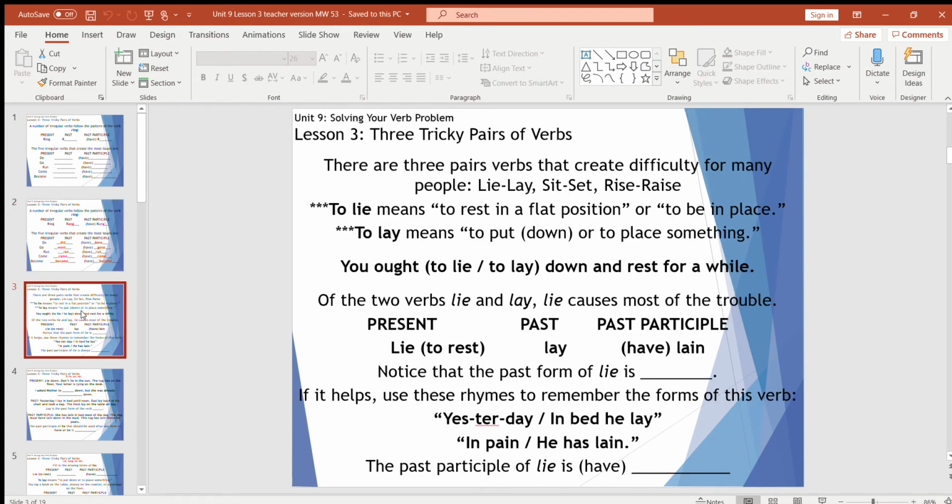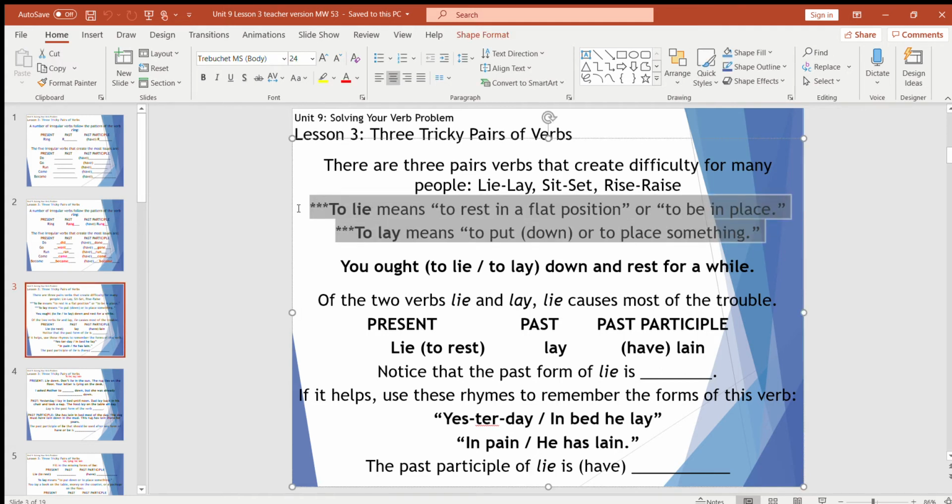So there's 3 pairs of verbs that create difficulty for lots of people, and those include lie, lay, sit, set, rise, and raise. So do yourself a favor, circle, star, highlight these definitions. To lie means to rest in a flat position or to be in place. To lay means to put down or to place something.